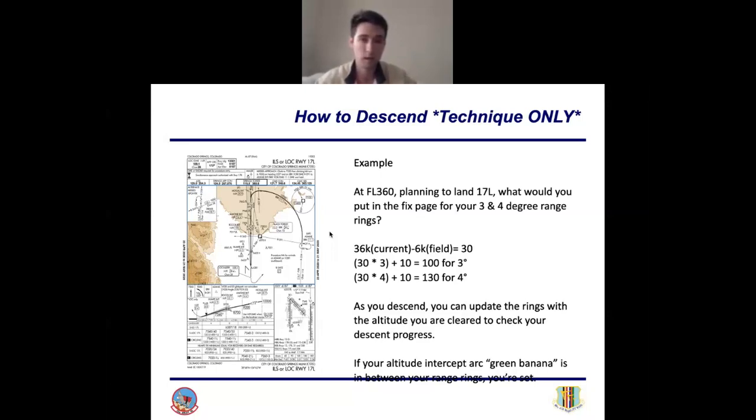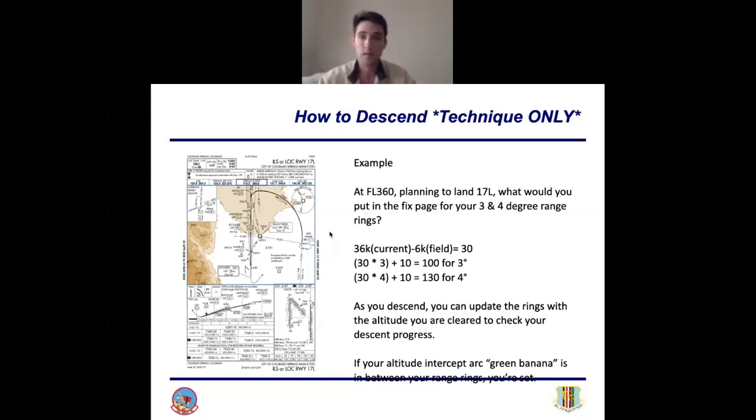So if you plug in maybe the TAC or another nav aid on the field in your fix page, and then you give yourself a distance ring of 100 and a distance ring of 130, it's going to draw that nice green dotted line, and you're going to see two of them with a big gap in between. And if you descend somewhere in that range in between there, then you're going to be set for an easy descent.